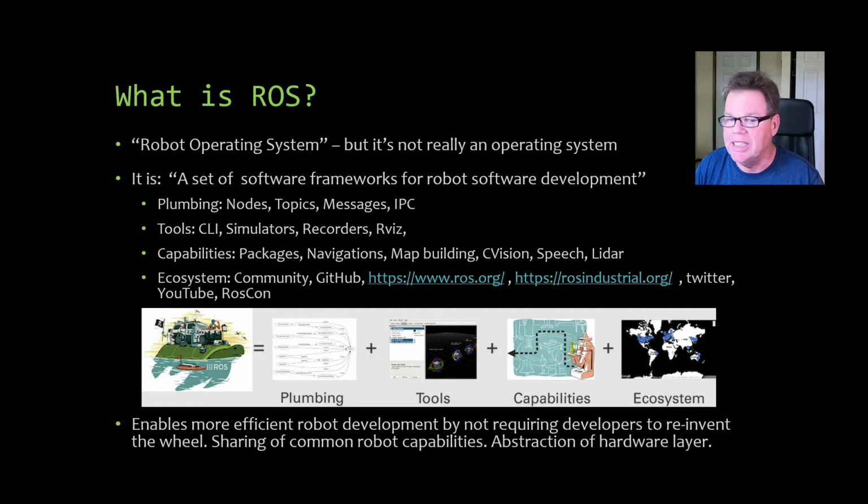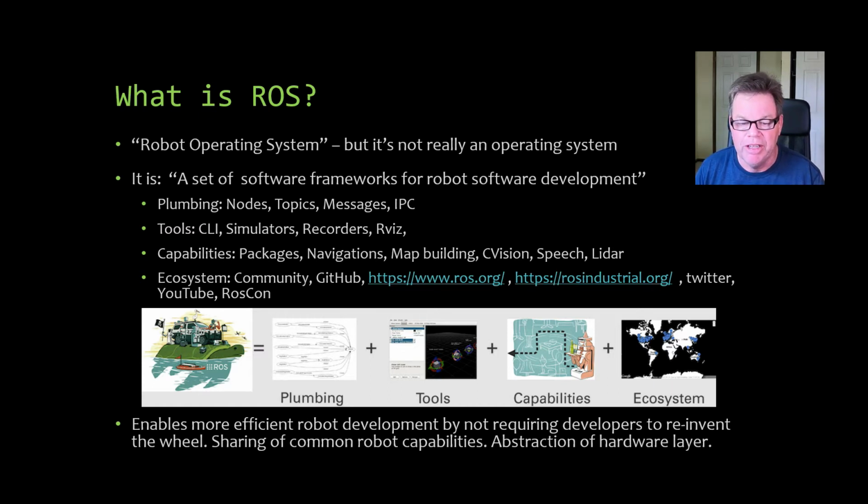Like it says, it stands for the Robot Operating System, which is a bit of a misnomer. It's not really an operating system. ROS actually runs on top of an operating system, Ubuntu in most cases. So what is it? It's a set of software frameworks for robot software development.